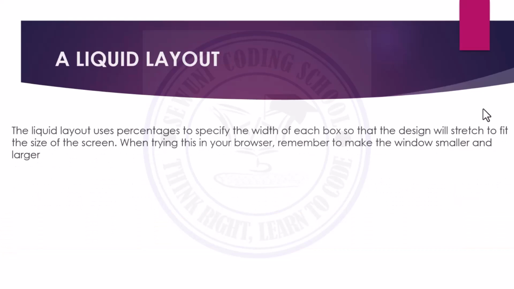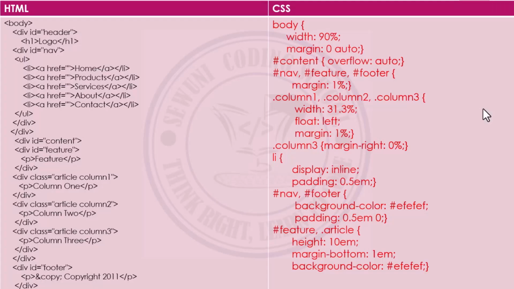The liquid layout. The liquid layout uses percentages to specify the width of each box so that the design will stretch to fit the size of the screen. When trying this in your browser, remember to make the browser window smaller and larger to see how it stretches. So this is an example of the liquid. We are going to actually do this in our browser as well, for us to see how this one is also going to render this particular liquid layout.